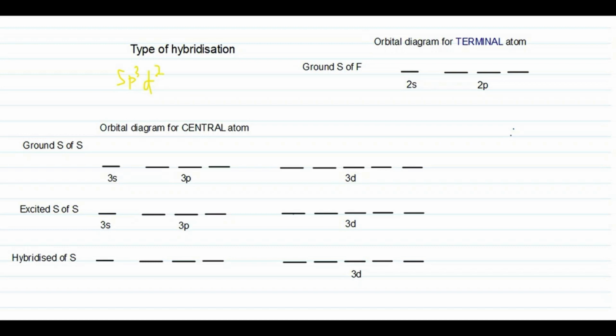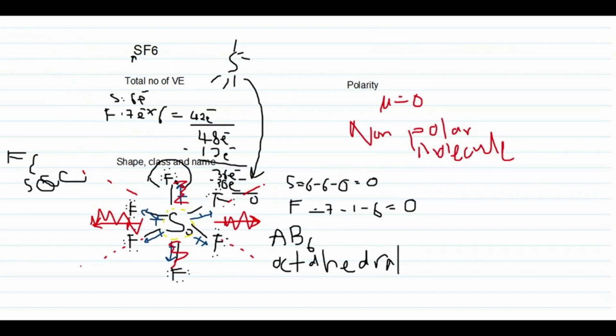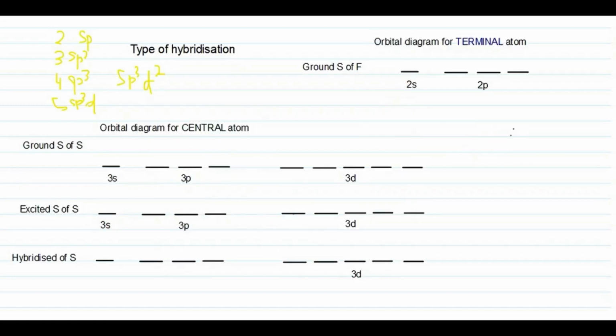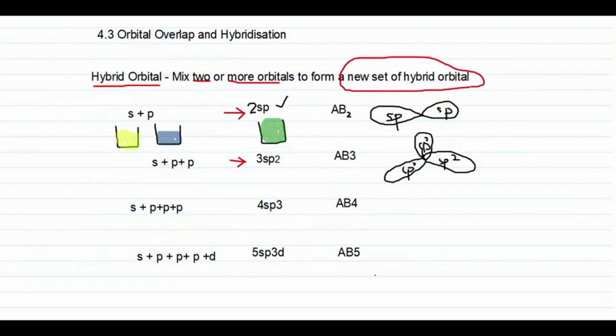If it makes 2 bonding pairs, it's going to be sp. If it makes 3 bonding pairs, which is trigonal planar, it's going to be sp2. If it makes 4 bonding pairs, it's going to be sp3. If it makes 5 bonding pairs, it's going to be sp3d. And if it has 6 bonding pairs, as shown here, it's going to be sp3d2. It is consistent with what we have learned just now. Okay.